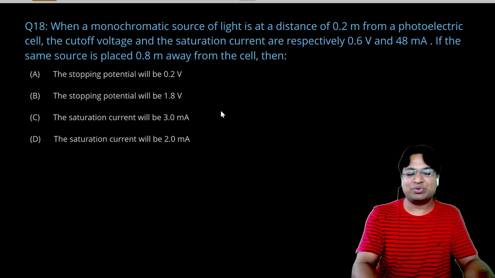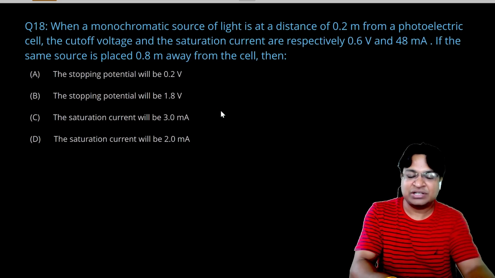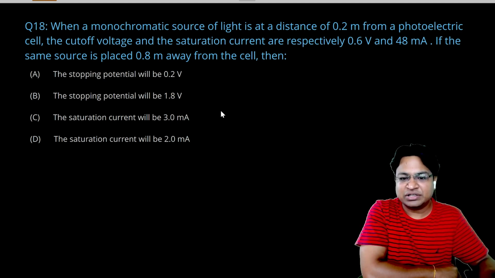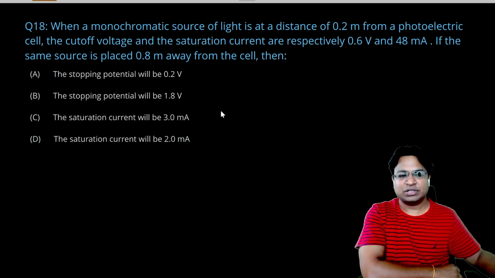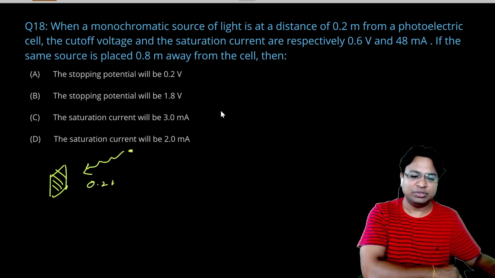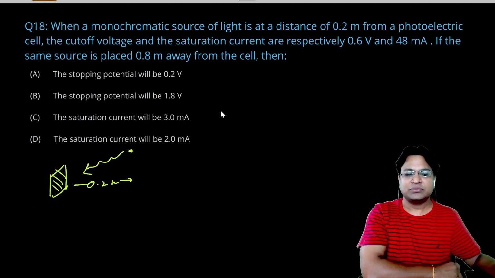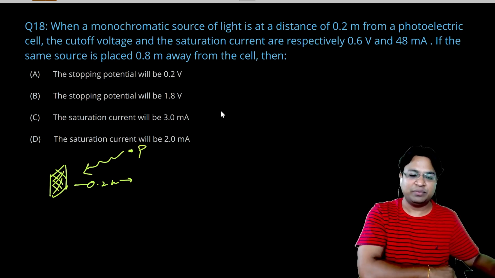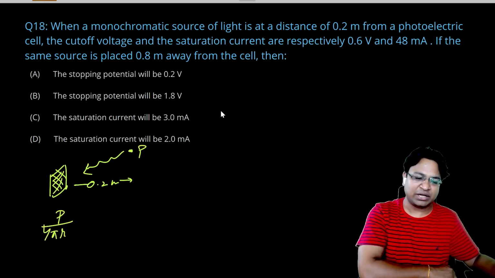Okay, now we come to question number 18. Let's see what is there in this question. This question says, when a monochromatic source of light is at a distance of, okay, photoelectric cell. So basically, there is a target and light is incident from, let's say, a source, and the distance of the source was 0.2 meter. Guys, this source must be having a power P, so the intensity or the energy reaching this plate would be given by P divided by 4 pi r square. That would be the intensity multiplied by area.